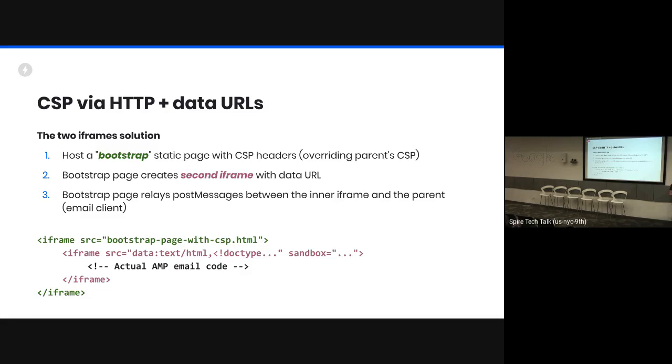So then we have the outer iframe, which is a normal HTTP served iframe that has a content security policy, which creates another iframe inside of itself, which has an opaque origin, meaning it's isolated from the rest of the page and from other emails on the page. Finally, we have the bootstrap page relay messages between the inner iframe and the parent. So from the parent page's point of view, this looks like it's just one iframe, because the inner one is just relaying all the messages back and forth.